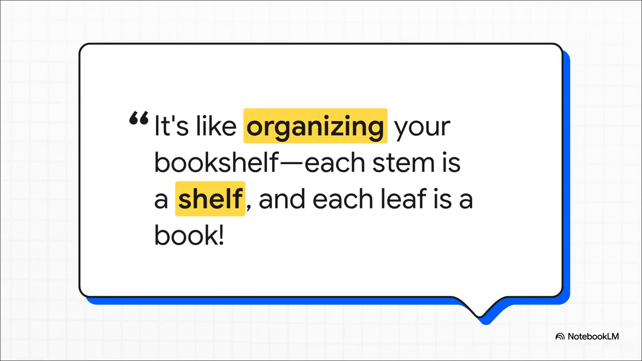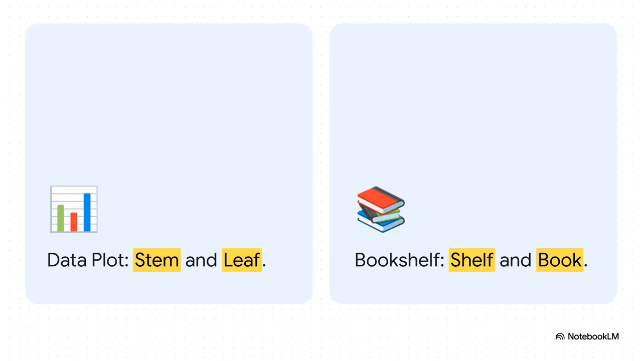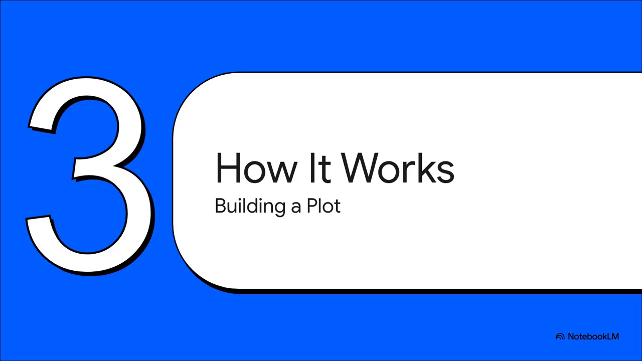And here is the perfect way to think about it. A great little analogy from our source. Just picture the stem as a bookshelf, and each leaf is a single book on that shelf. It's a really simple but powerful way to picture how this whole thing works. And this visual just drives that point home. See? On the left, you've got the parts of our plot, the stem and the leaf. And on the right, you've got the bookshelf, the shelf and the book. The stem holds a whole group of similar numbers, just like a shelf holds a group of books. Simple as that.